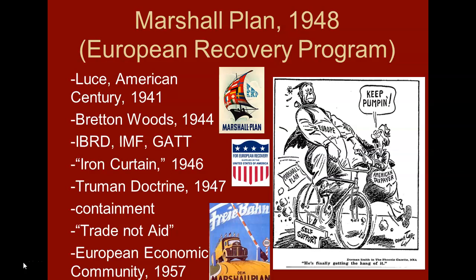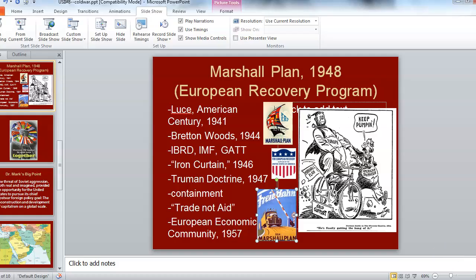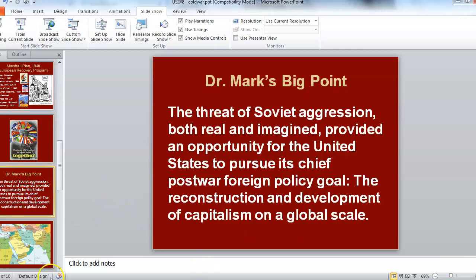Let's see, should be moving along to another slide. Let's skip to the big point.